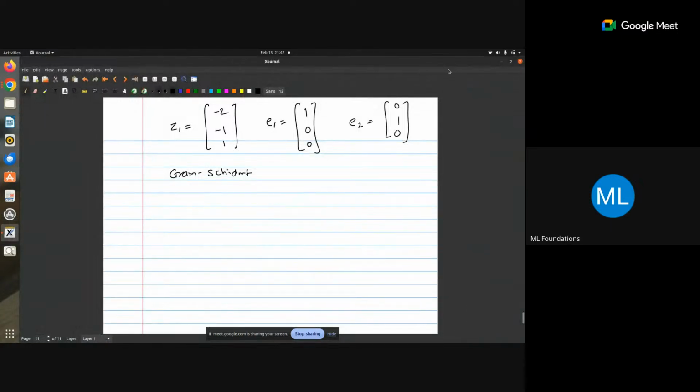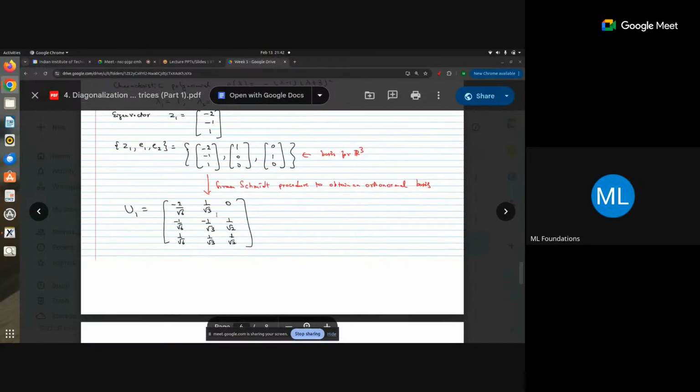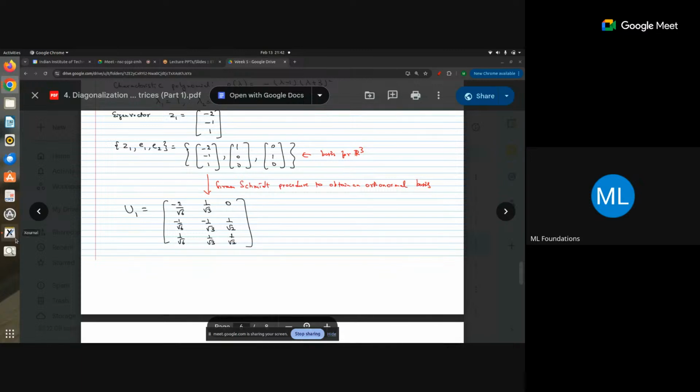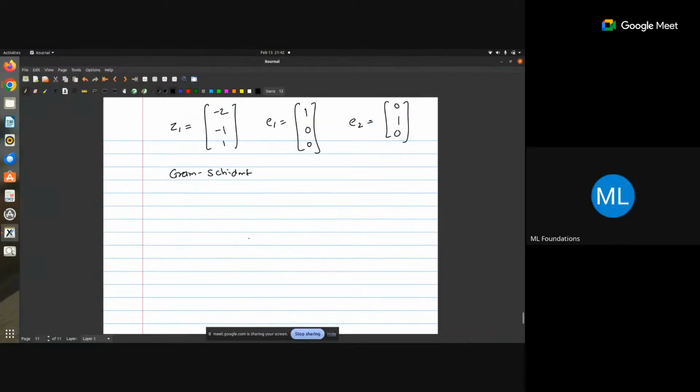Now I have to find its eigen basis, or maybe orthonormal basis. How to do that? That is the question, right? Maybe I'll show you how to do that. If you don't remember the Gram-Schmidt method, I'll just go through it once.